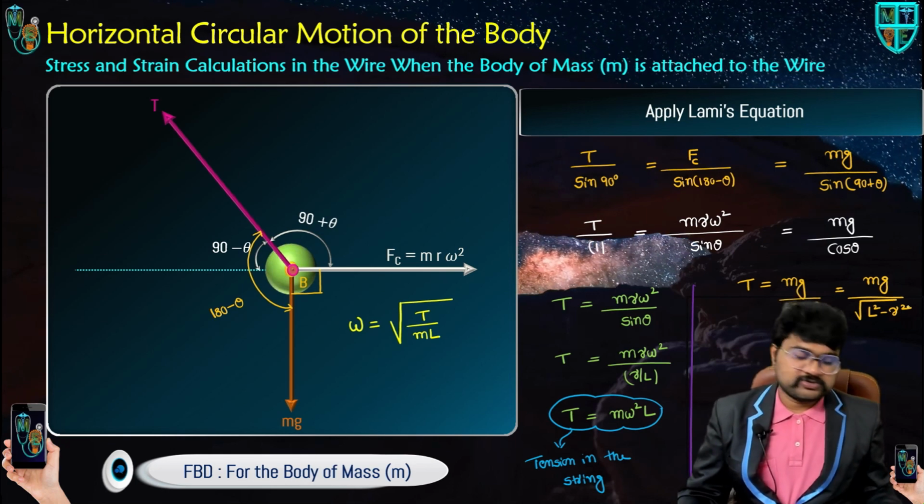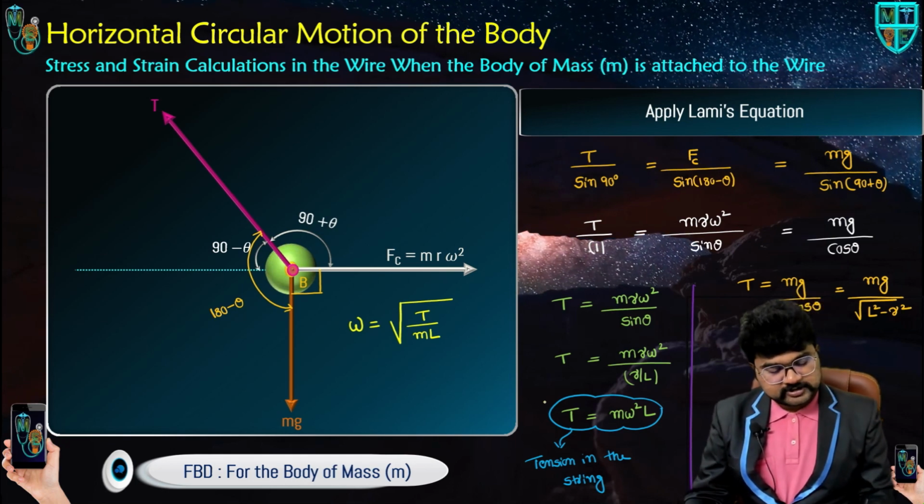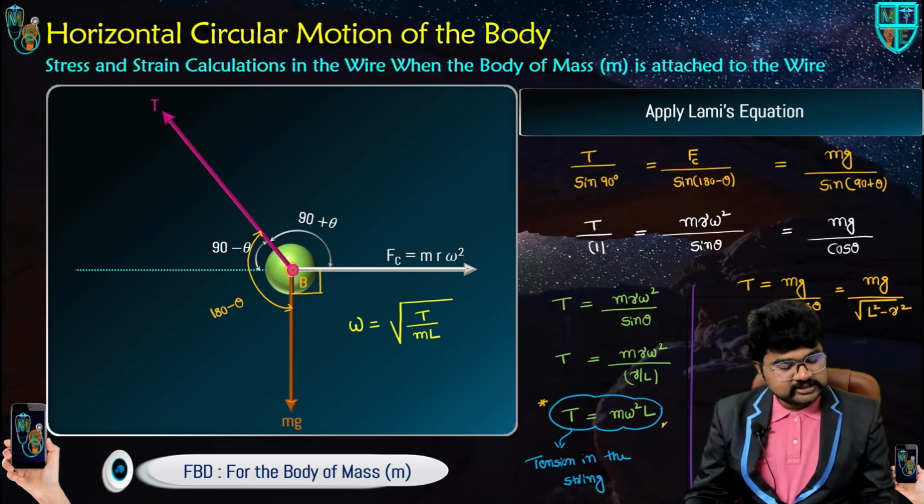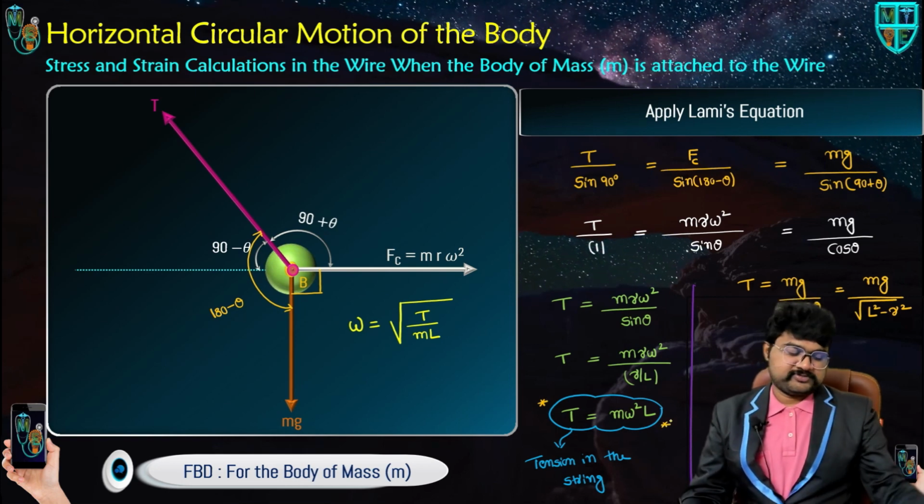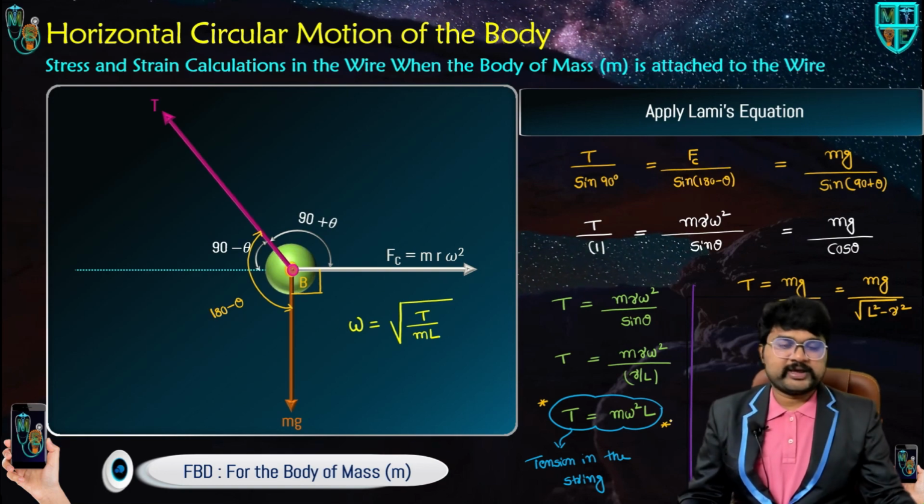Okay, like this also we can discuss, but this is popular. Straight away you will be getting it. Length of the wire is given, mass of the body will be given. So like this we can solve the problem. m omega square.